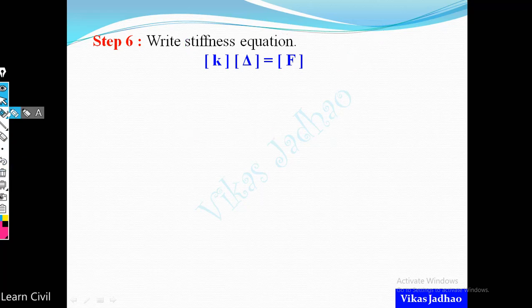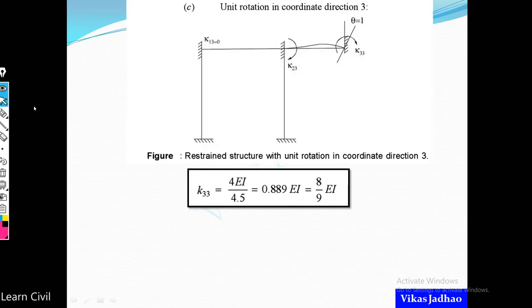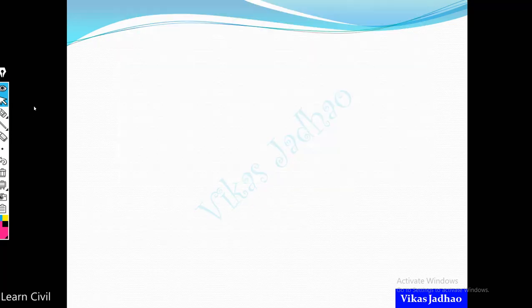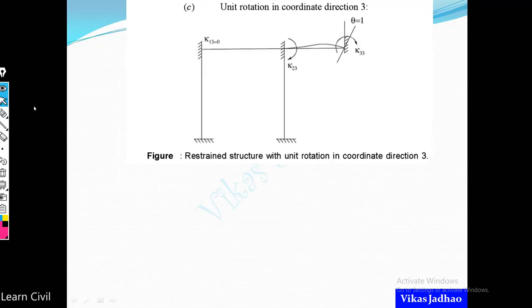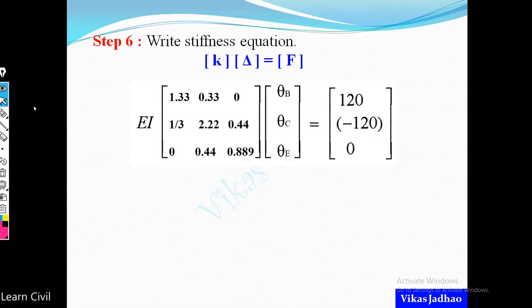So the next step is to write the stiffness equation. We have already found the values of the different stiffness coefficients like this. All the stiffness coefficients are found, and the stiffness equation will be the K matrix multiplied by the displacement matrix equals the force matrix. The stiffness matrix is already calculated, and the force matrix is already calculated. Just substitute the values of the stiffness matrix and force matrix in this equation.